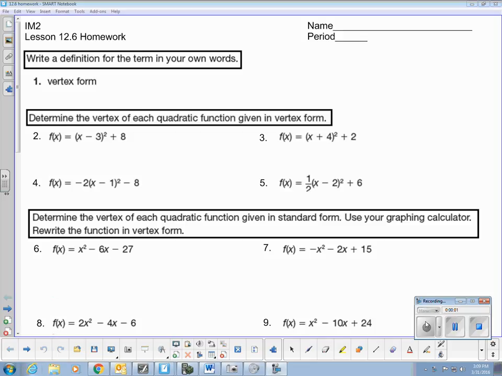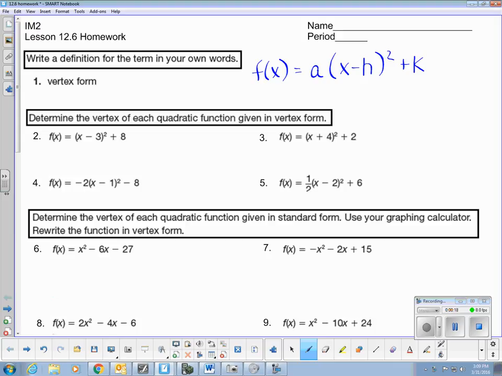Lesson 12.6, which is about vertex form. So let's take a look at what vertex form looks like. f of x is equal to a times (x minus h) quantity squared plus k.